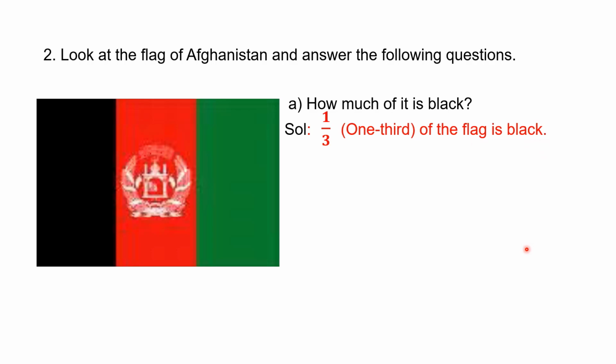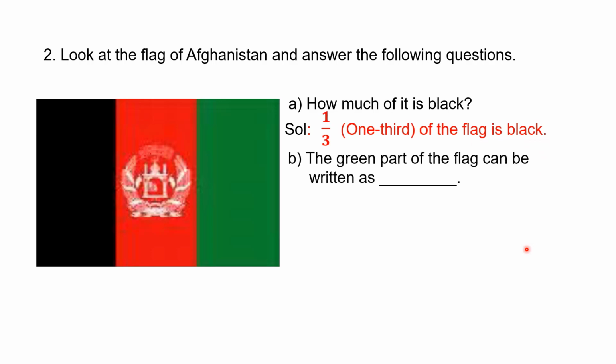Let us answer the next question. The green part of the flag can be written as out of 3 equal parts, one part is colored green. So 1 by 3 or 1/3 part of the flag is green.